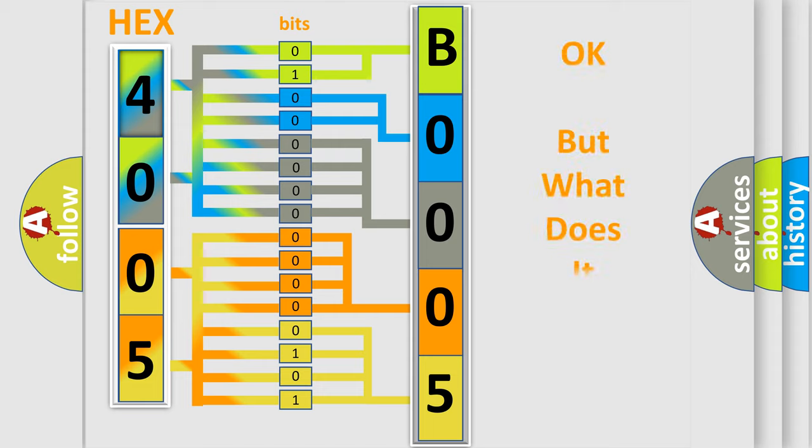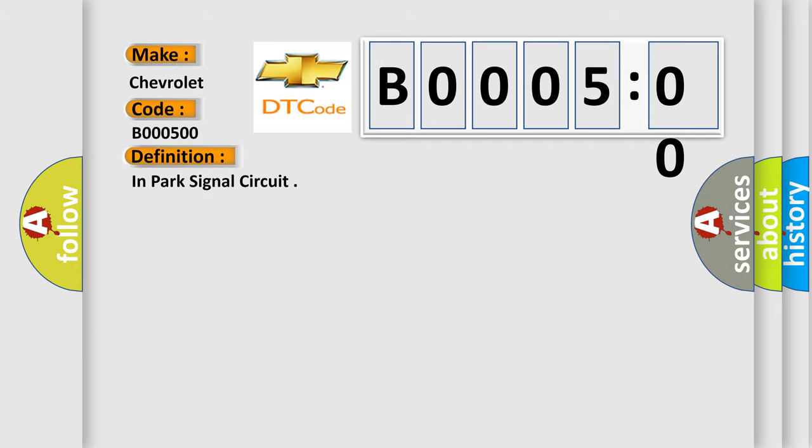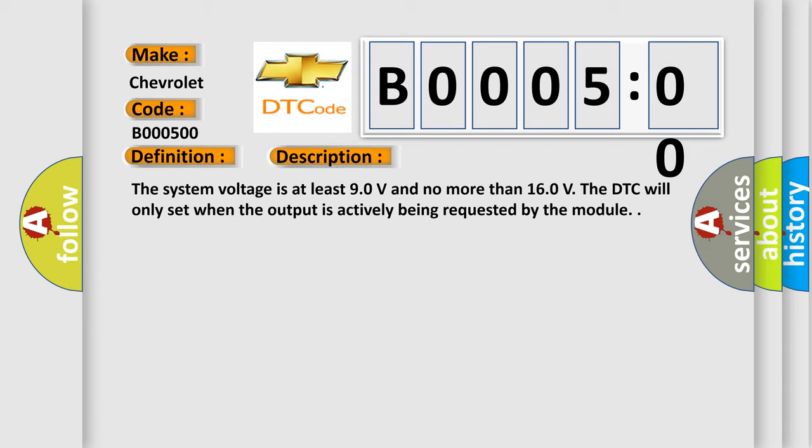The number itself does not make sense to us if we cannot assign information to what it actually expresses. So, what does the diagnostic trouble code B0005 interpret specifically for Chevrolet car manufacturers? The basic definition is park signal circuit. And now this is a short description of this DTC code. The system voltage is at least 9.0 volts and no more than 16.0 V. The DTC will only set when the output is actively being requested by the module.